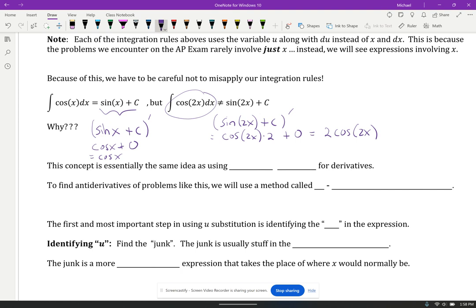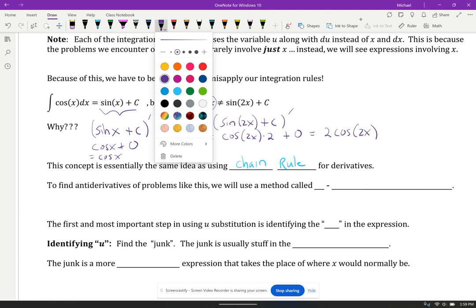So as we introduce situations where we have an inside function, an inner function, also known as a composite function, or composition of functions, then we know we're going to have to try something different. It's not going to be just a straightforward antiderivative. And so this process that we're going to introduce here is essentially the same idea as using the chain rule for derivatives. Whenever there's an inside-outside function situation, when we were taking derivatives, we used the chain rule. But now, as we take antiderivatives, we're going to do something called U substitution.